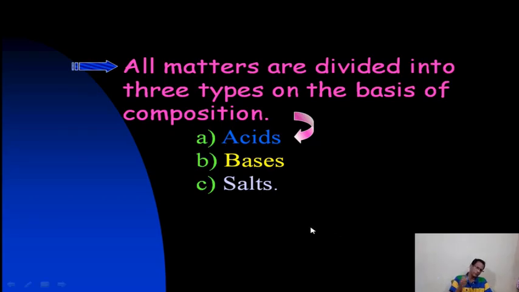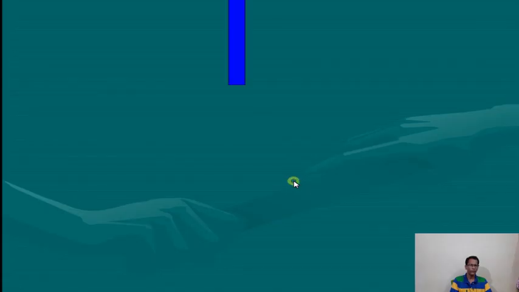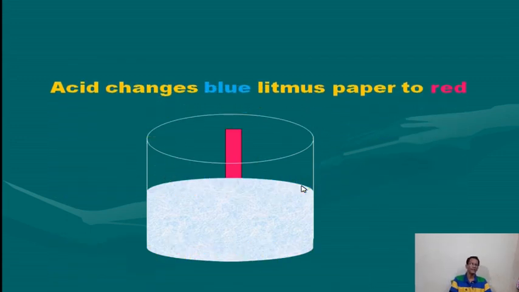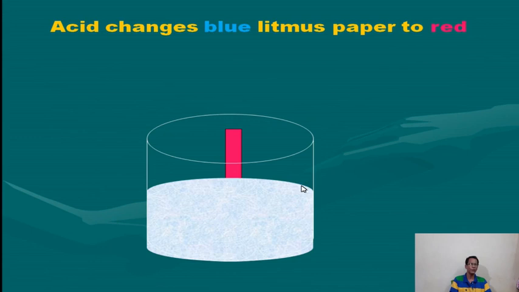All matter, on the basis of its properties, is divided into three types: acids, bases and salts. When you dip blue litmus into a solution, if the blue litmus changes to red, that means the solution is acidic. That means acid changes blue litmus to red. That is one identification that the solution is acidic. Simple test.